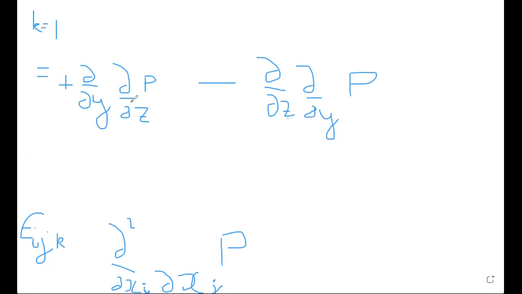So this is what I was trying to say: here I have d by dy of d by dz of p, and here I have the other way around. I have d by dz first and d by dy second. But that doesn't change the value of this derivative. This thing equals that thing. Right, that's basic.